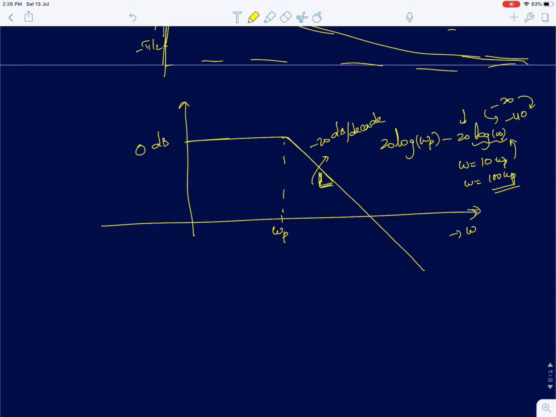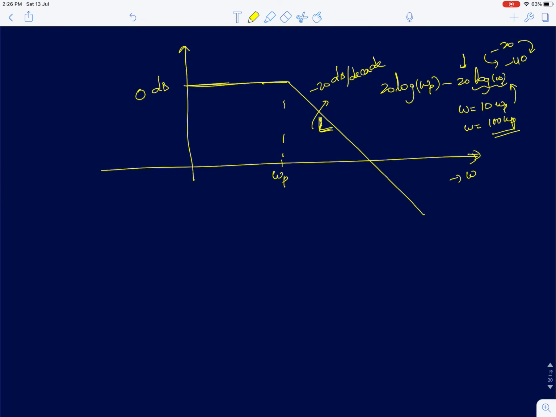Okay, so that's the way we plot the Bode plot. Here, of course, in reality at omega equal to omega p, you will have a 1 by root 2, there will be a 3 dB bend at omega equal to omega p. But when you are showing it graphically, you can just show them as two straight lines like this.